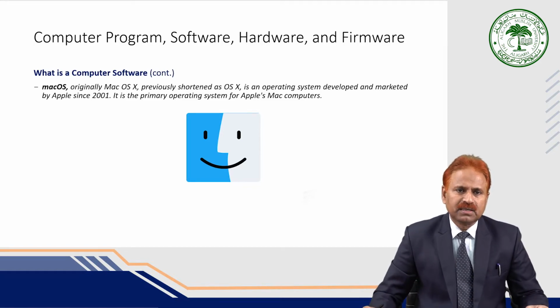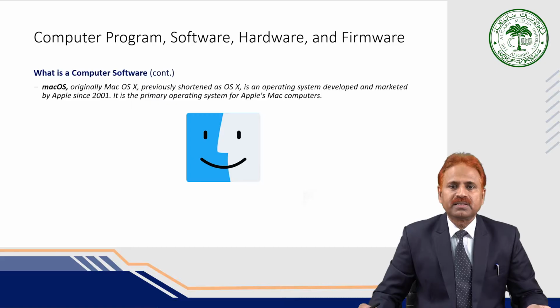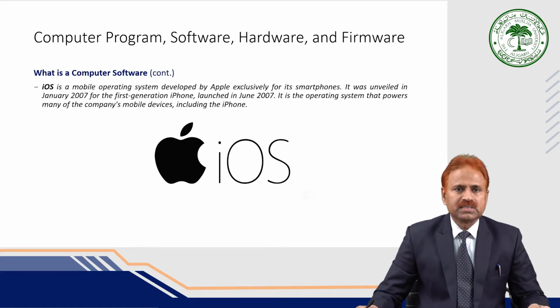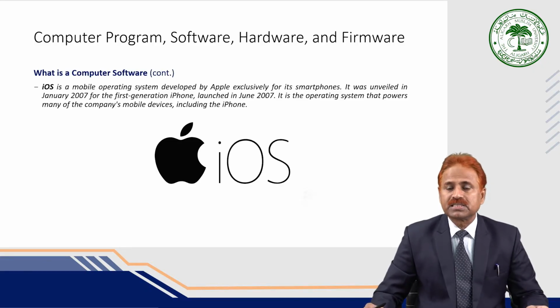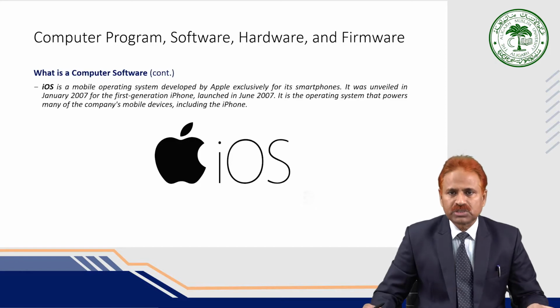Mac OS is another example of operating system. Originally Mac OS X, previously shortened as OS X, is an operating system developed and marketed by Apple since 2001. It is the primary operating system for Apple Macintosh computers. iOS is a mobile operating system developed by Apple exclusively for its smartphones. It was unveiled in January 2007 for the first generation iPhone launched in June 2007. It is the operating system that powers many of the company's mobile devices, including the iPhone.